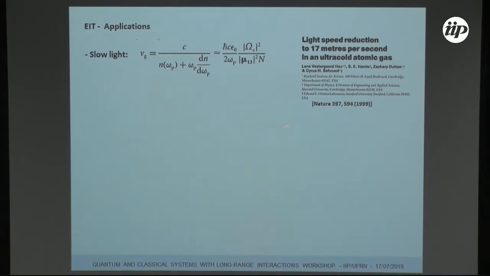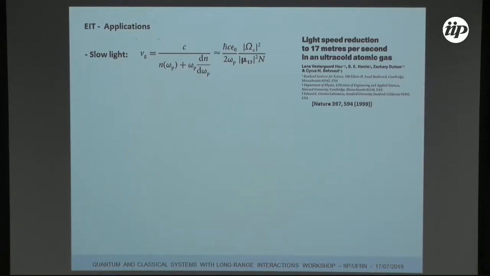One of the most famous applications was slow light. Probably most of you know. The group velocity of a pulse of light can be strongly reduced. We can calculate the group velocity, and we see that it's proportional to the Rabi frequency of the control field. If this Rabi frequency of the control field is very small, the group velocity can be really small. So people already did many experiments, for example, to reduce the light speed up to 70 meters per second. If you are in the Autler-Townes regime, the Rabi frequency of the control field would be strong, and then it would not be possible to reduce the group velocity to such slow velocities.